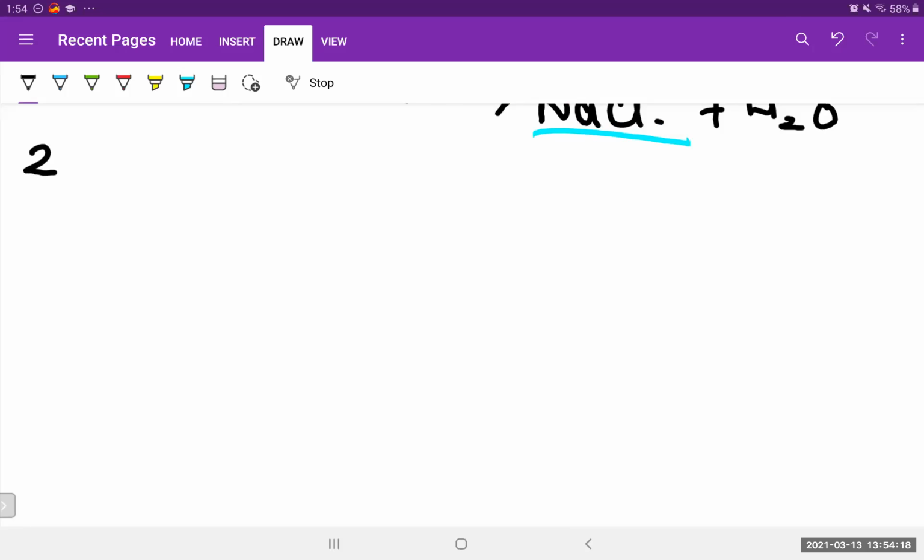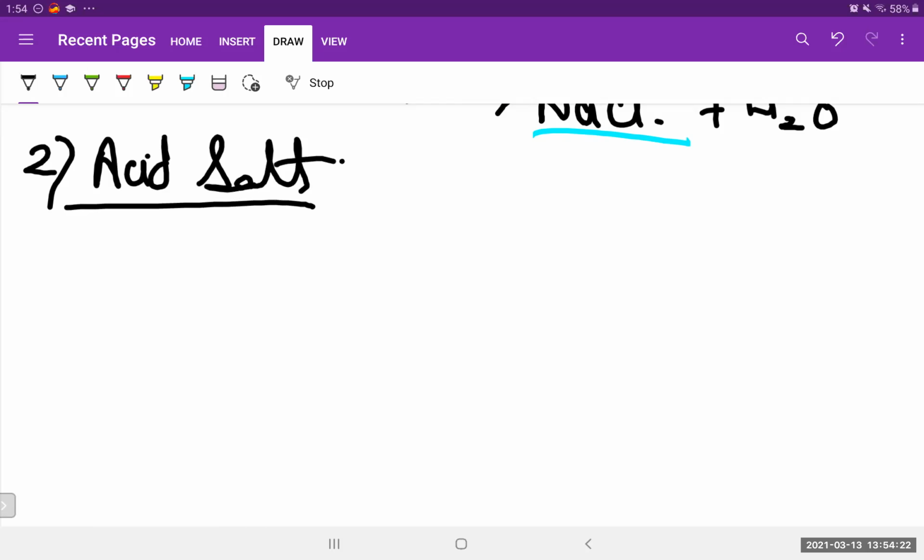Let's see the second type of salt, that is the acid salt. What is the meaning of acid salts? Acid salts are the salts which are formed by partial replacement of hydrogen ion. We all know that acid contains hydrogen ion. So partial replacement of ionizable hydrogen ion of an acid by a metal or a basic radical, that is ammonium ion. Let's see an example.